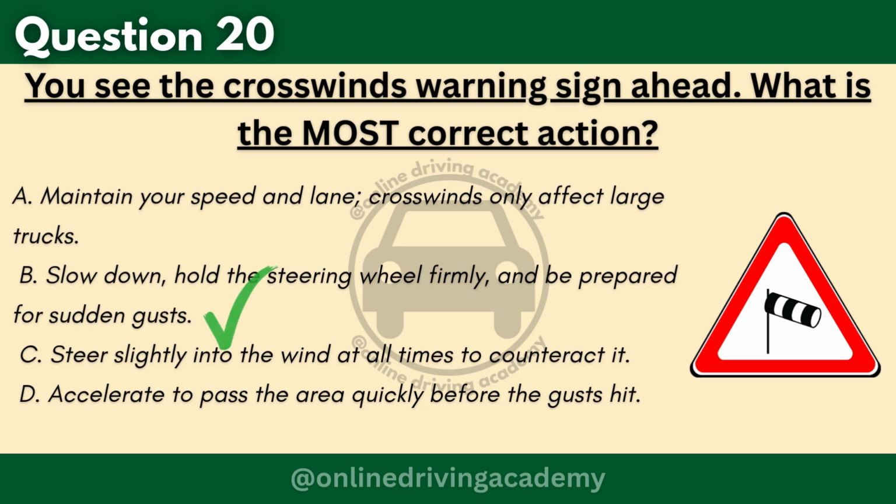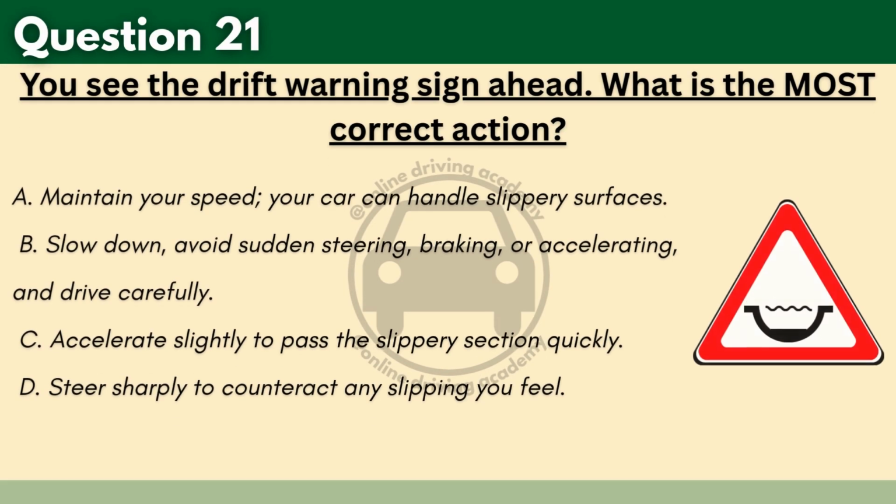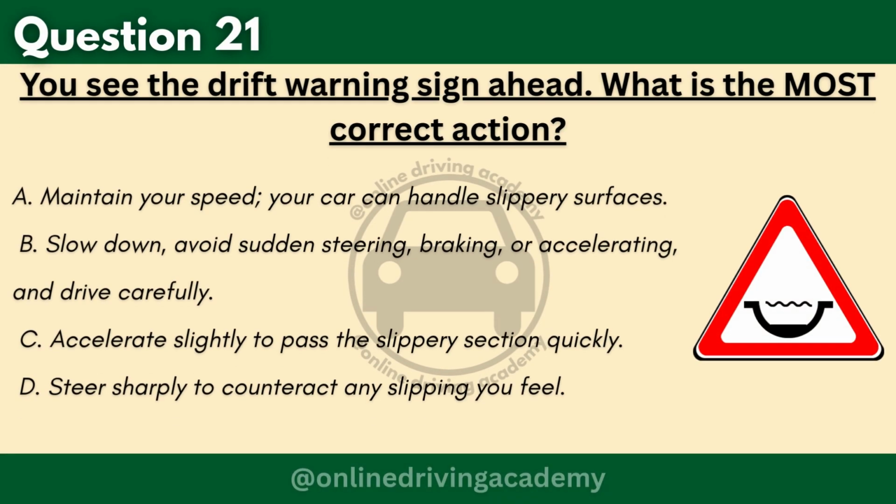Now the correct answer would be option B, slow down, hold the steering wheel firmly and be prepared for sudden gusts. Remember, option A tells us that crosswinds can only affect large trucks. Now that is going to be incorrect. Question 21. You see the drift warning sign ahead. What is the most correct action?